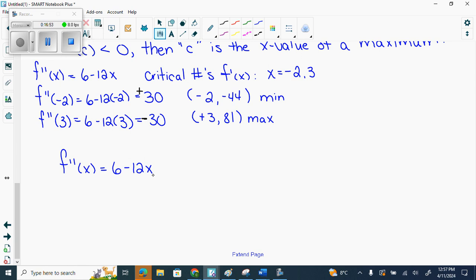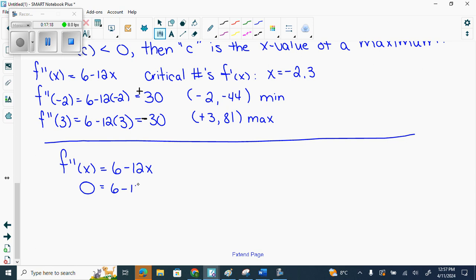All right. F double prime of x. So we want to get the critical numbers of the second derivative. So we're going to set it equal to 0. Okay, we didn't do that up here because I didn't actually care about what the critical numbers of the second derivative were. I just want to get the second derivative, plug the critical numbers of the first one in, and see if they were maxes or mins. That's what we did. But let's set this one equal to 0. So 0 equals 6 minus 12x.